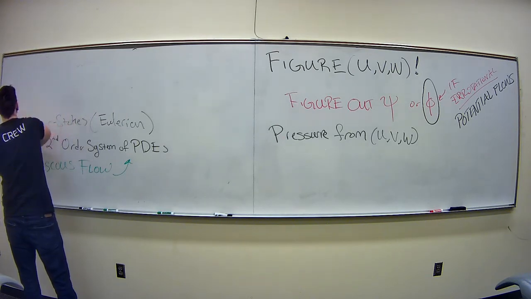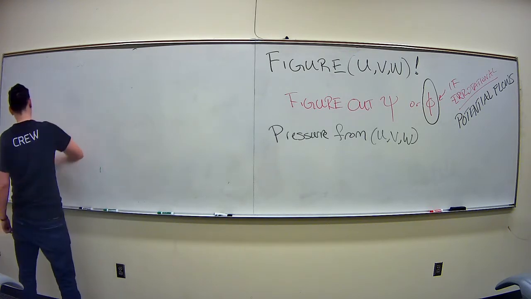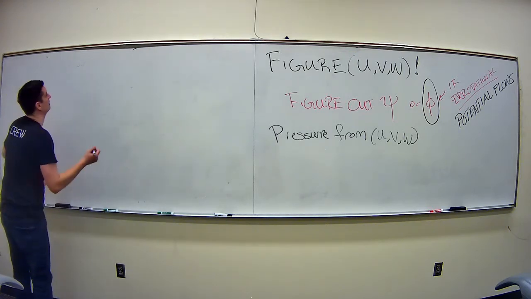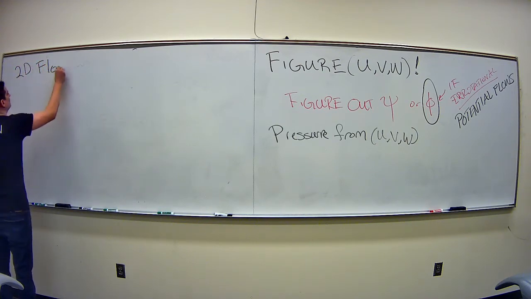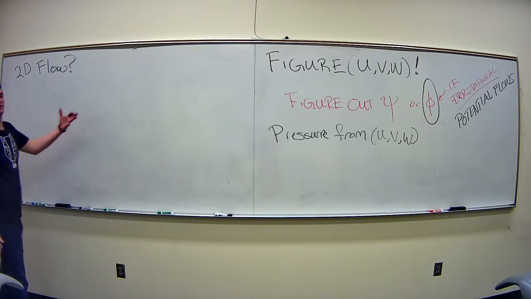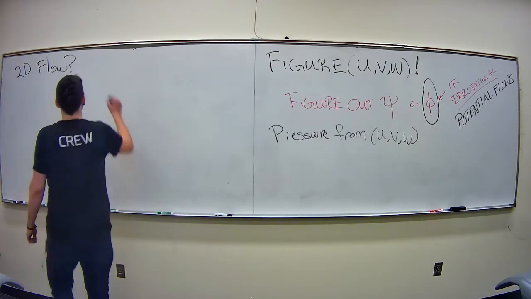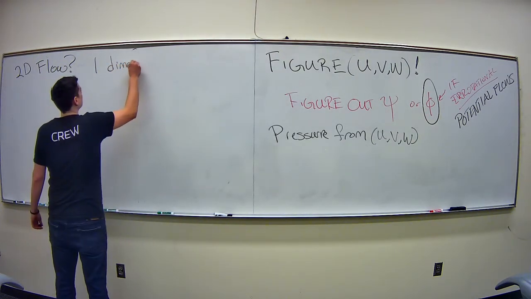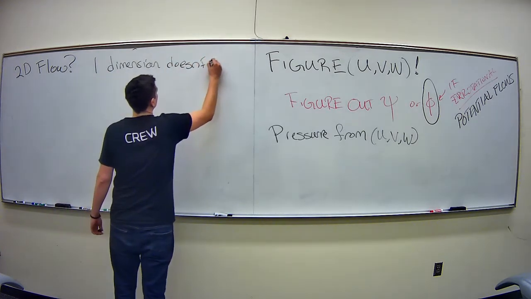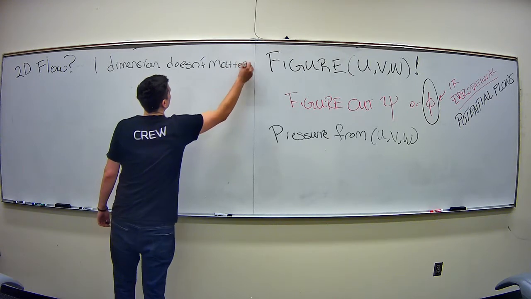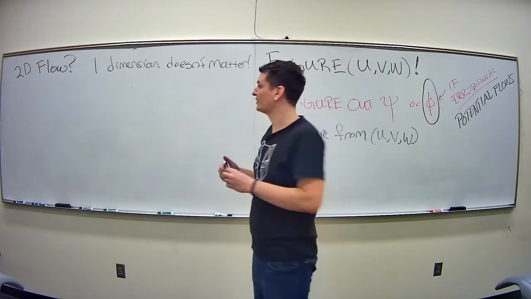What does 2D mean? Anyone in the class? Anyone? Right, so a two-dimensional flow means that one dimension just doesn't matter. A two-dimensional flow means I have three dimensions of space, and having a 2D flow means that one of them doesn't matter.